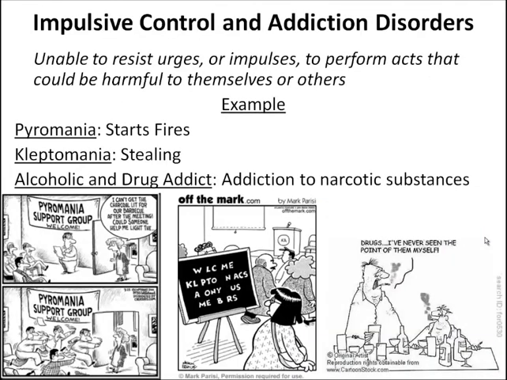Impulse control and addiction disorders. This is where you just can't resist your urges. You're going to perform whatever it is, whether it's harmful or bad for yourself. You're going to do it because you are addicted and can't help yourself. Pyromania is an example of one, where you start fires, and they're going to start fires no matter what. Kleptomaniacs steal things, they can't seem to control themselves from stealing things, and we have all sorts of alcohol and drug addiction out there in the world where they're going to continue doing it even though it's destroying them or harming others around them.